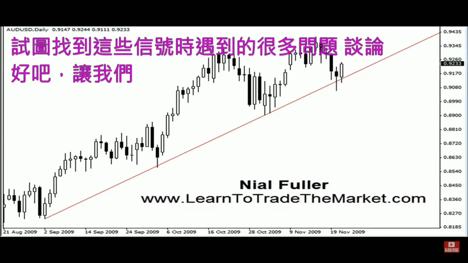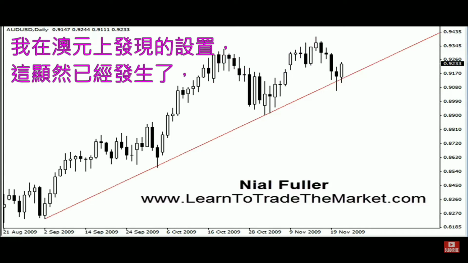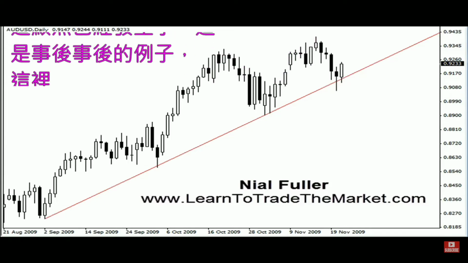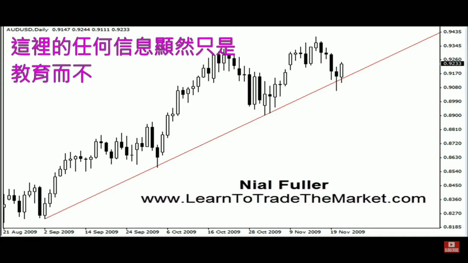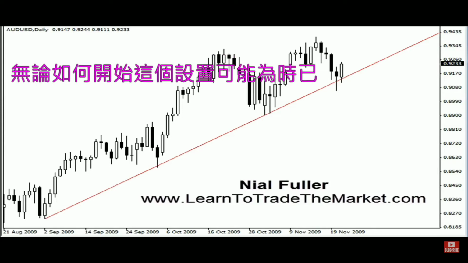Alright, so let's look at today's setup that I've found on the Aussie dollar. Obviously this has already happened. It's an after the event hindsight example. Any information here is obviously just education, not trading advice. I think it's probably too late to be getting onto this one anyway. But we'll have a look at it.